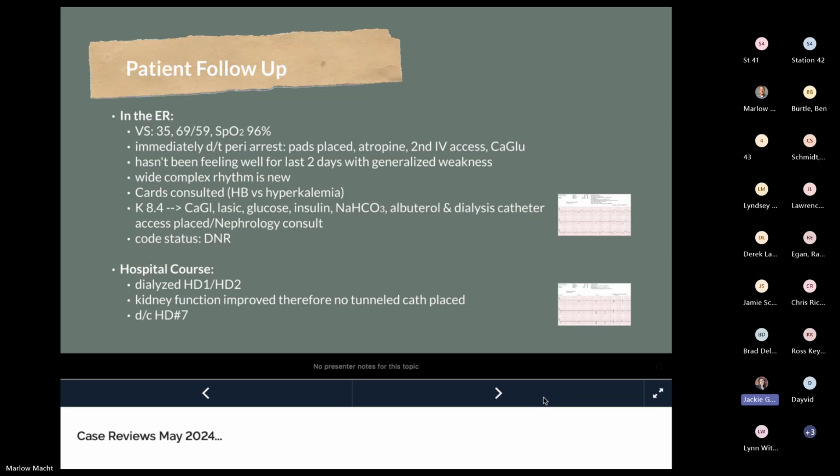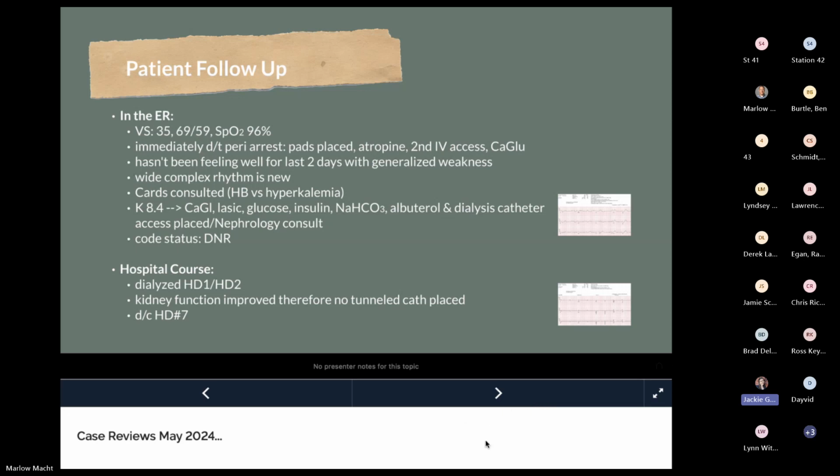She was dialyzed on hospital days 1 and 2. She has a history of end-stage renal disease, but did not require dialysis prior. Her previous kidney functions were in the high 2 ranges. Her kidney function on this day was 3.5, if I remember correctly. Her kidney function did improve after undergoing these 2 runs, and she ended up not getting a permanent or semi-permanent tunnel catheter, and she was discharged home after discussion with palliative care on hospital day 7.